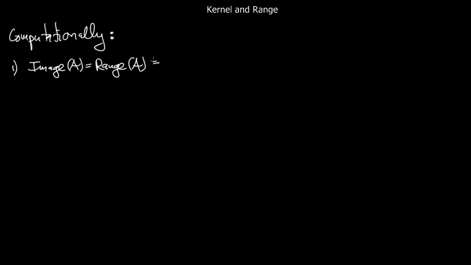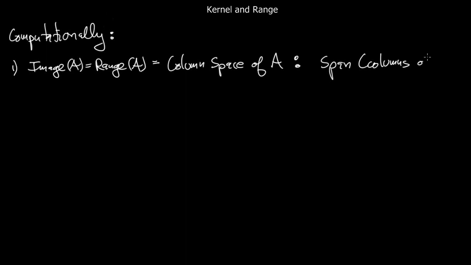Okay, so let's turn now to just a sort of practical question. How do you compute these things? So the image of A, or the range of A, that's the same difference. Well, I've already told you computationally how to handle that. It's simply the column space of A, and you know how to do that. You write down the columns and you take their span. But I think it's worth writing it down in another form.